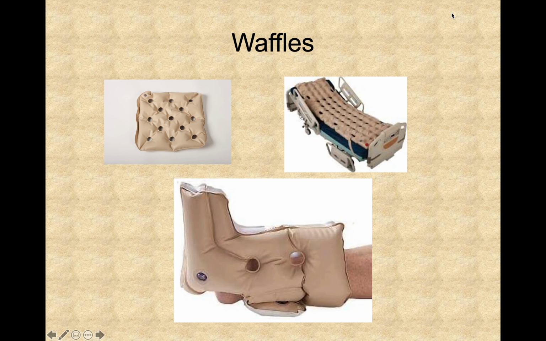So we did talk a little bit about some of the devices that we might use to help relieve pressure. So we're starting to move into some interventions for pressure reduction on those pressure prone places. And these are examples of what we call waffles. Really, what they do is redistribute the pressure so that it's not all pounding down on that one pressure prone place. So we have things like waffle cushions, waffle mattresses, waffle boots.